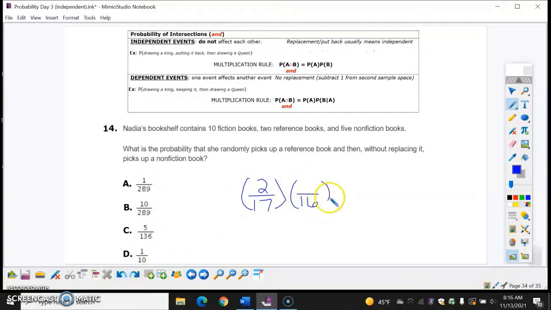Out of those 16, meaning one of them that was taken away was a reference book, how many are nonfiction? That would be 5 out of the 16. If you multiply and simplify those, we get 5 out of 136.